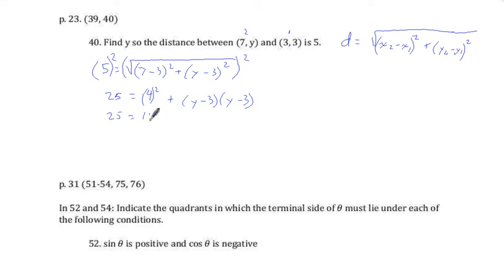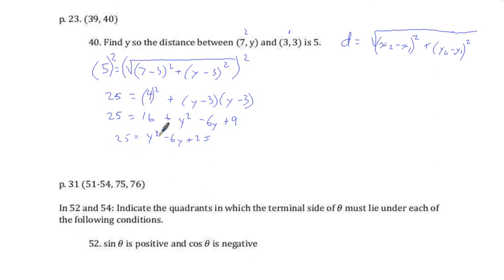25 is going to be 16 plus, when we multiply these two binomials, we get y squared minus 6y plus 9. We add the 16 in and we'll get 25. So y squared minus 6y plus 25 as we combine like terms there, and that equals 25.